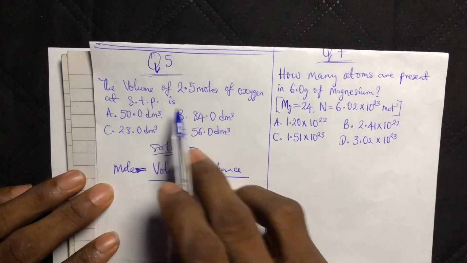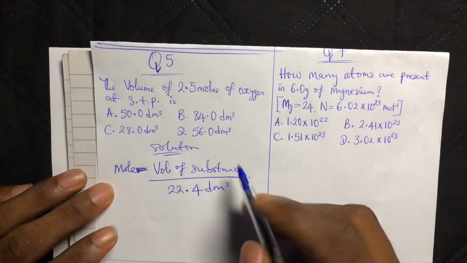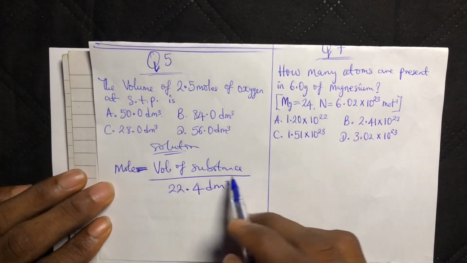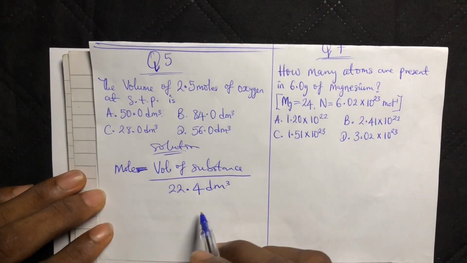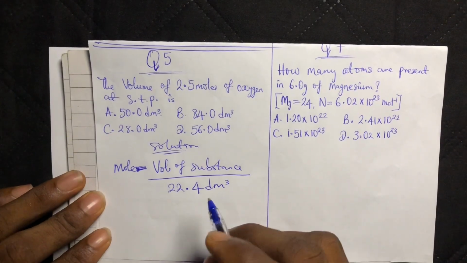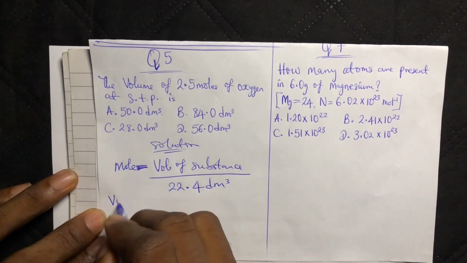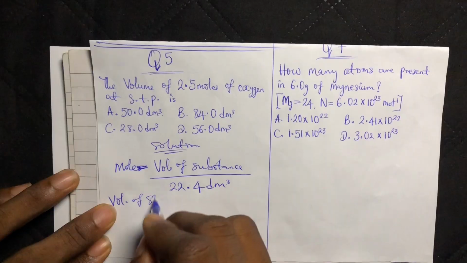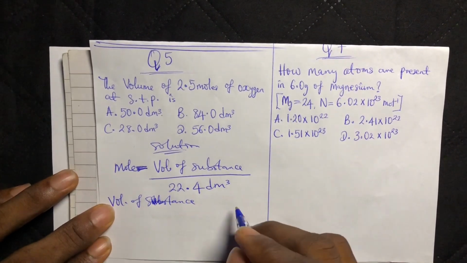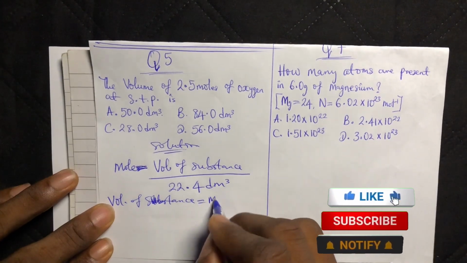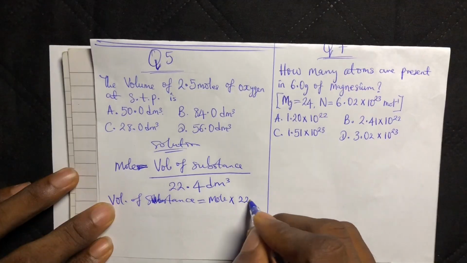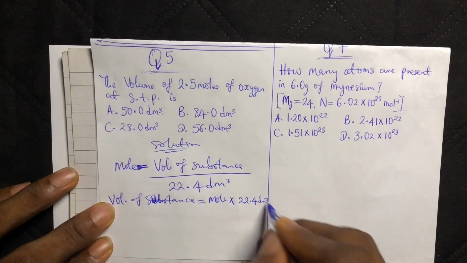All right, but the question is asking for volume. The question says the volume of 2.5 moles of oxygen. So what are we going to do at this point? We are going to make volume of substance the subject of the formula. Okay, so how are we going to achieve that? We are going to cross multiply, and if we cross multiply, we are going to have volume of substance equal to mole times 22.4 dm cube.